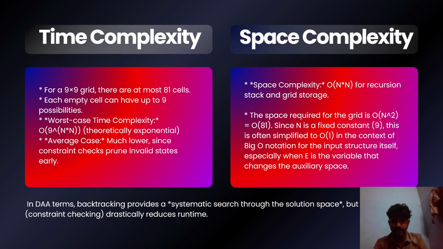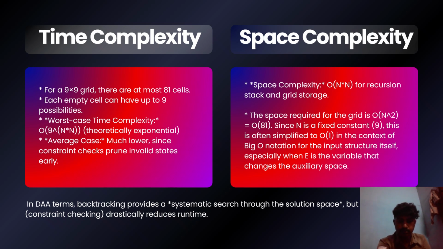And now coming to time complexity. For a 9 by 9 grid, there are at most 81 cells. Each empty cell can have up to 9 possibilities. In the worst case, the time complexity is O(9^(n²)), which is exponential. However, in real life, backtracking is much faster because it avoids unnecessary paths.